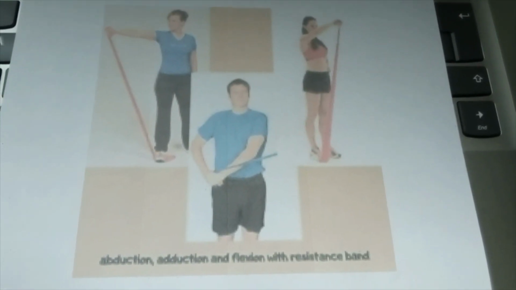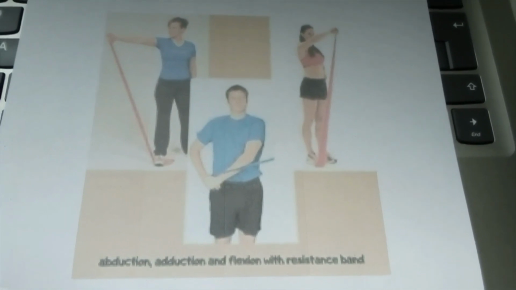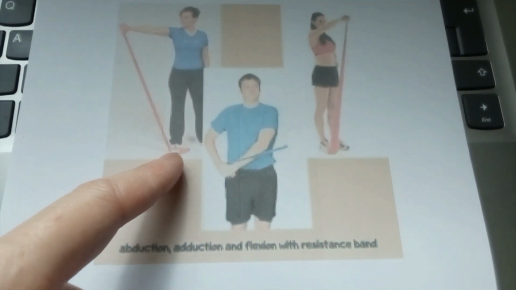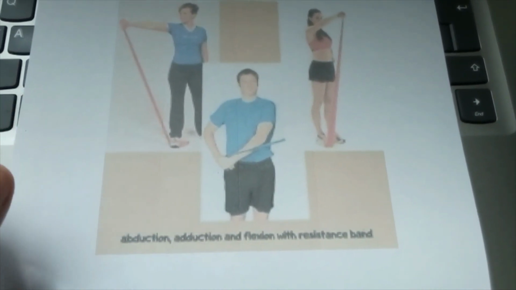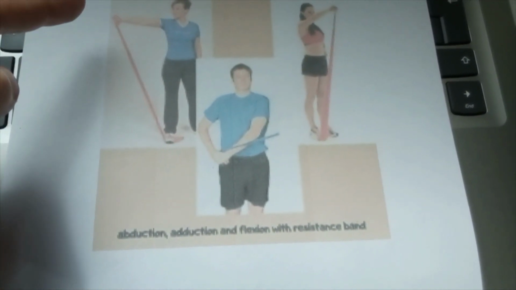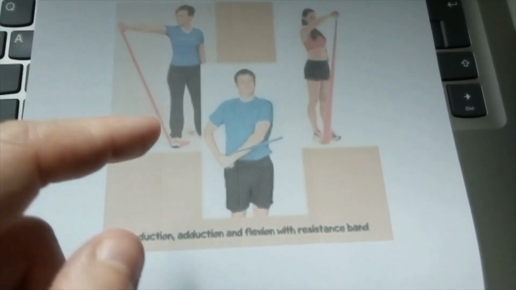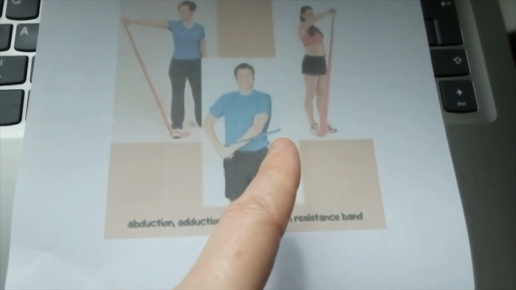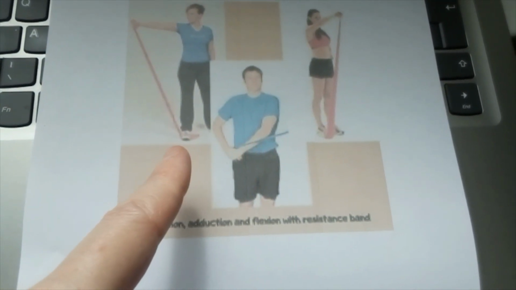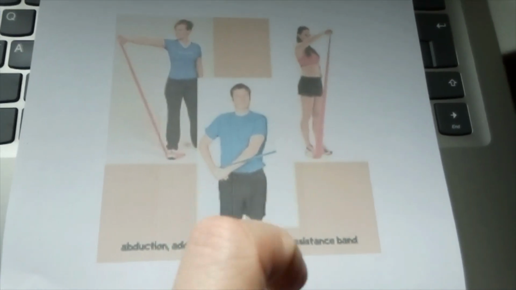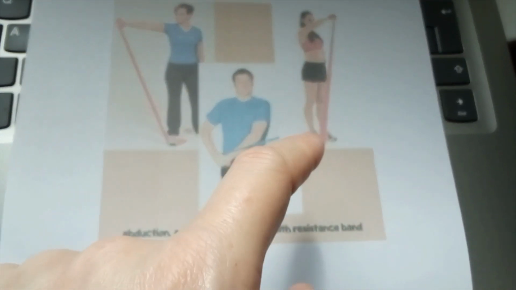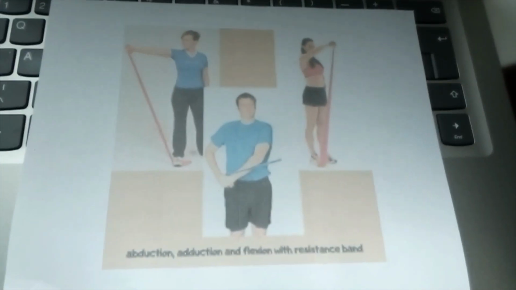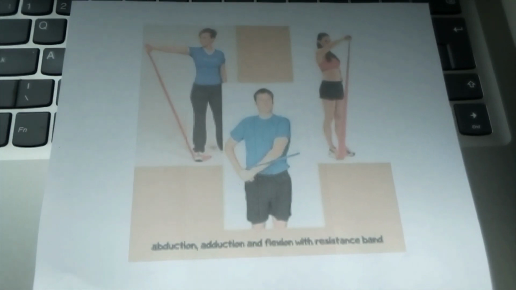And for the abduction, adduction and flexion, you can just basically use one end of the band under your foot and then just lift the arm up and away from the body. And adduction, you can maybe pop it around a door handle of a closed door and just pull across the body. And then obviously flexion, pulling it up in front of you and back down. That's going to be flexion and extension.